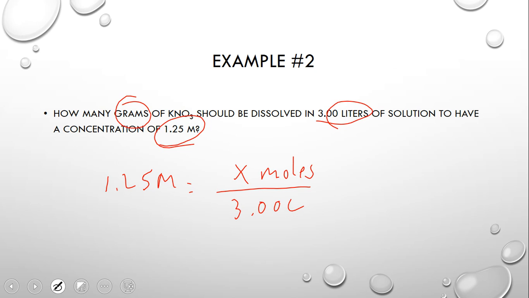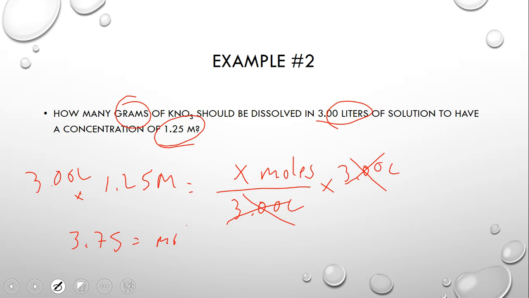So to isolate the X moles, we need to multiply both sides by 3 liters. And when we do that, these will cancel, and we will get 1.25 times 3, which is 3.75. So 3.75 is equal to the moles. So we're almost there. This asks for grams of KNO3, not moles. So we need to go from 3.75 moles to grams, and we do that using the periodic table. When you need a gram to mole relationship, you go to the periodic table.